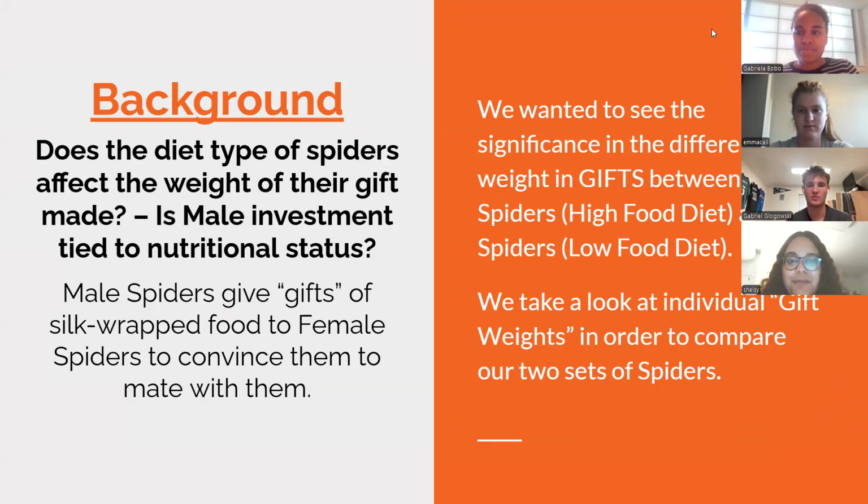Okay, so for a bit of background, male spiders give gifts of silk-wrapped food to female spiders to convince them to mate with them. And our research question is, does the diet type of spiders affect the weight of their gift made? And is male investment tied to nutritional status? So we're testing to see the significance in the difference in weight of gifts between high food diet and low food diet spiders. We took a look at individual gift weights in order to compare two sets of spiders.